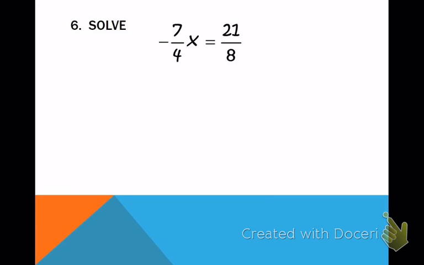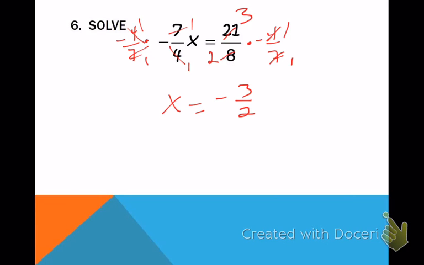Okay? Try this guy. Stop the video, give it a shot. It's going to be a little tough, but try it, and then fix it if you need to when you start the video back up. Did you get -3 over 2? So we're going to multiply both sides by the reciprocal again. So -4 over 7. Got to take the negative with it.